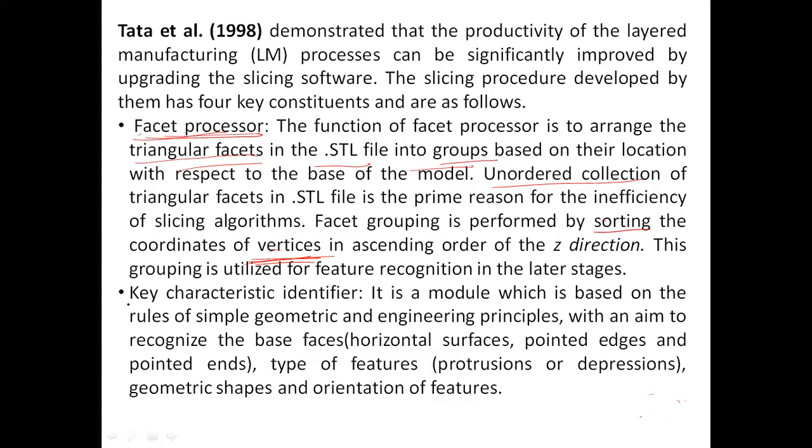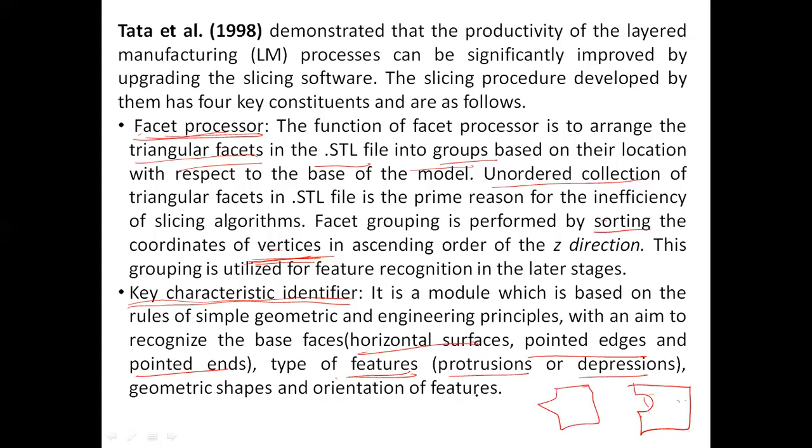Then the second part of their algorithm was identifying the key characteristic. Here they used a simple geometric and engineering principle, which is to find the horizontal surfaces which have pointed edges and pointed ends. Once they identified these, they were also able to identify the type of features that this model had, like if there is any protrusion or any depression. Something like this is called a protrusion, and something like this is called a depression.